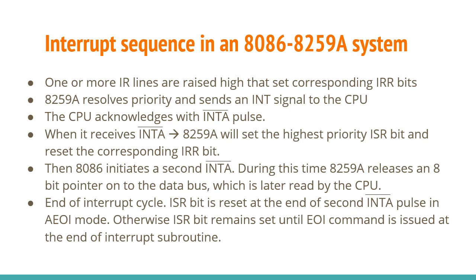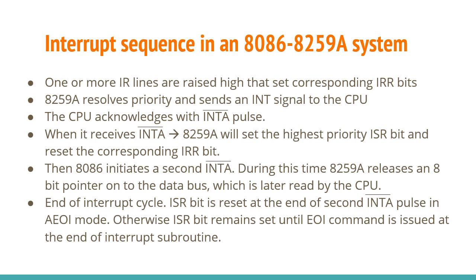The CPU will acknowledge the interrupt signal with an interrupt acknowledge pulse. Once the 8259A receives the interrupt acknowledge pulse from the CPU, the bit corresponding to the request which has the highest priority will be set in the in-service register, and the corresponding bit in the interrupt request register will be reset. The 8259A will not be driving the data bus during this period.